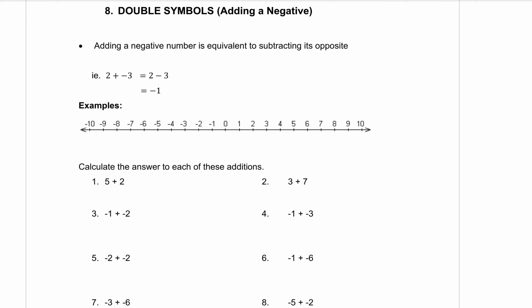The symbol we're doing today is adding a negative. That means that you're going to see a plus and a minus sign next to each other. It doesn't mean that one number's a plus and one number's got a negative sign. It means they're right next to each other, like what I've just highlighted there.